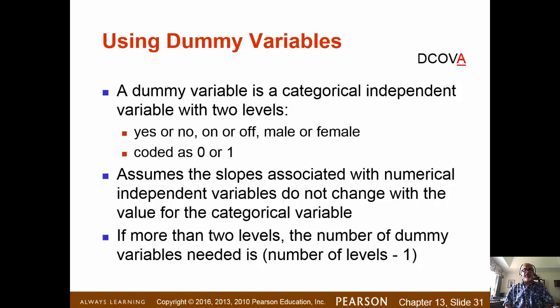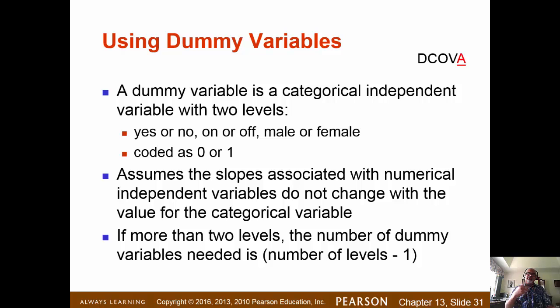So we start off with a categorical variable that has only two levels, two possible values, like management major or non-management major, or male or female, or smoker or non-smoker. When you have only two possible categories, then that categorical variable can be represented by just one dummy variable. So you code one category as 0 and the other category as 1.